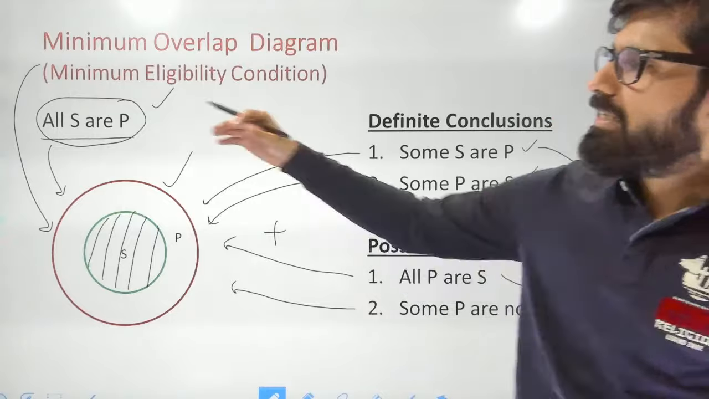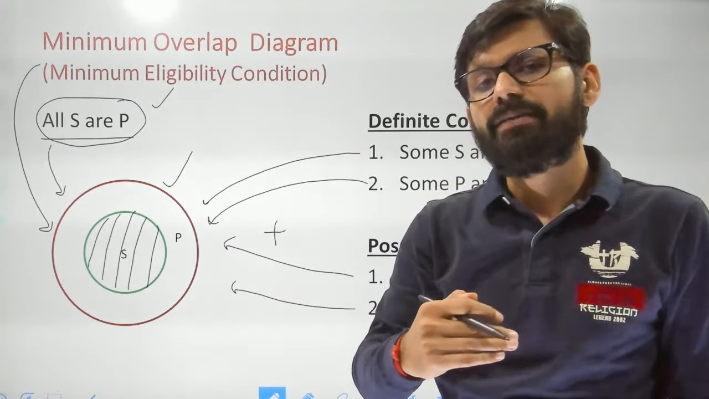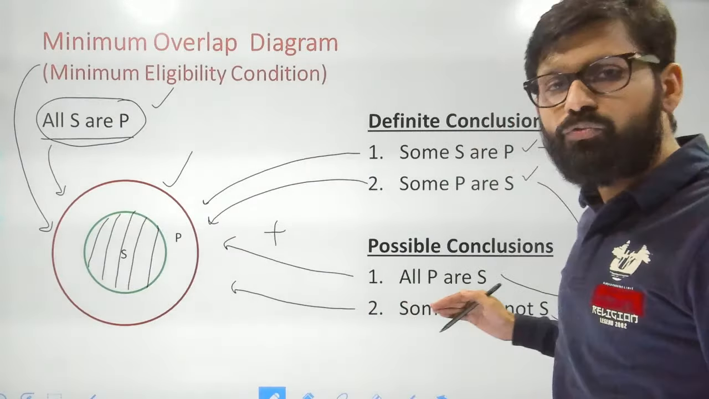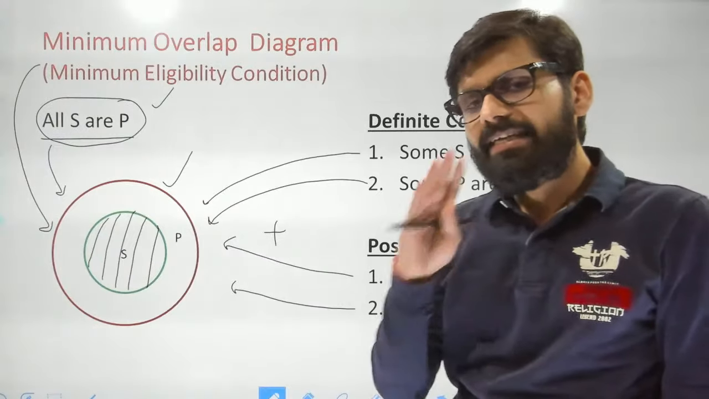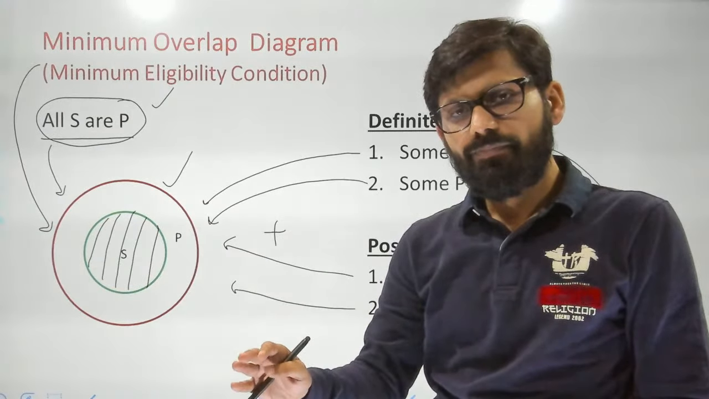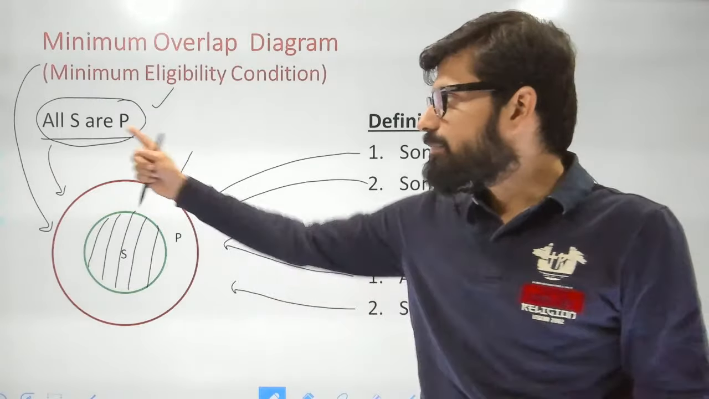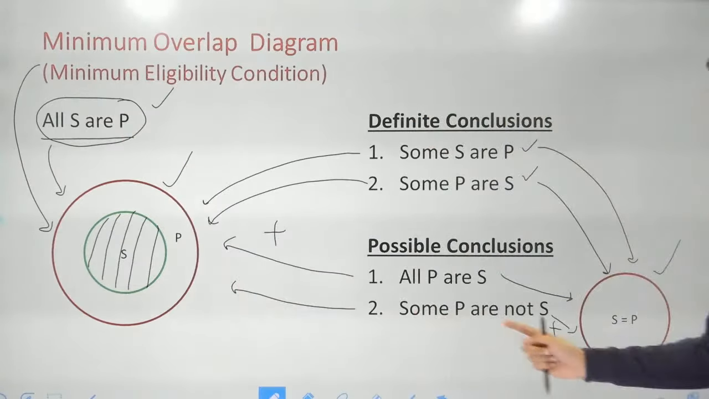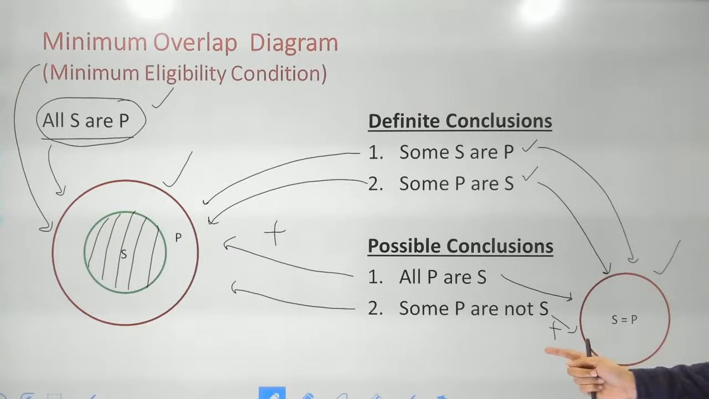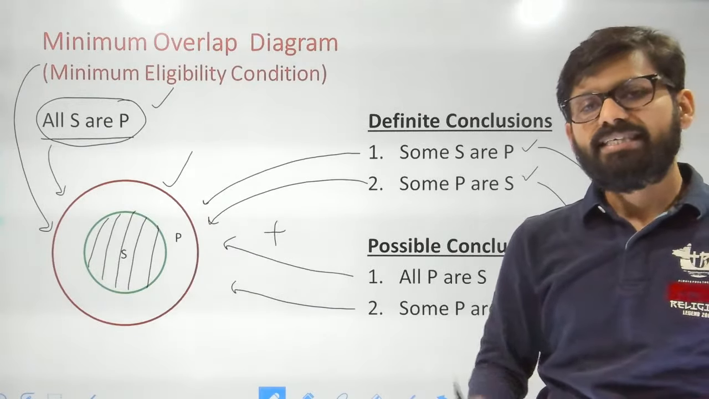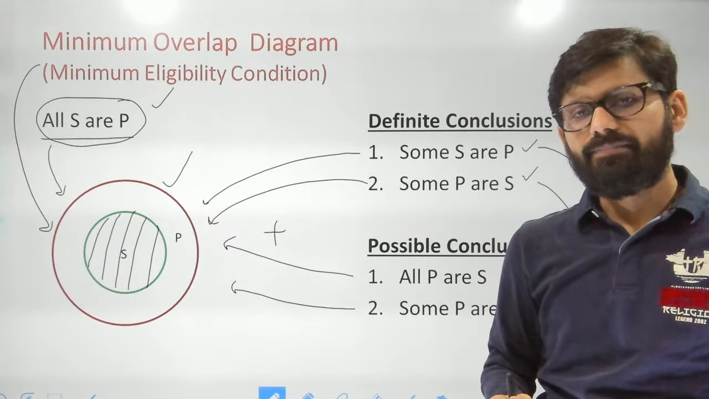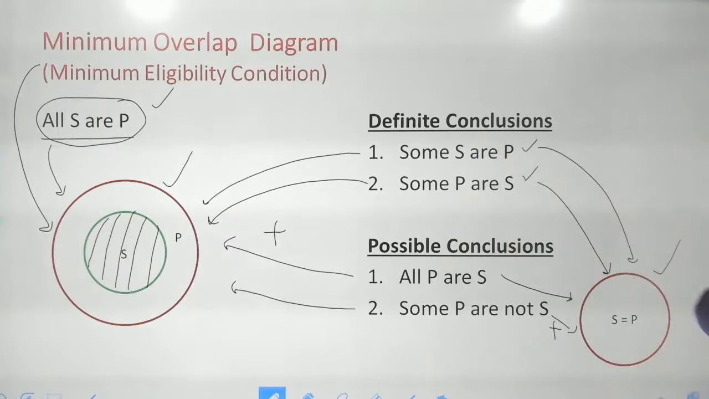If we are asked whether, if all S are P is true, all P are S follows, we will say it does not follow. It is a mere possibility. Similarly, does some P are not S follow from all S are P? So again, it does not follow. It is only a possibility, right? So just have a good look at this, and then we can move on to some S are P.